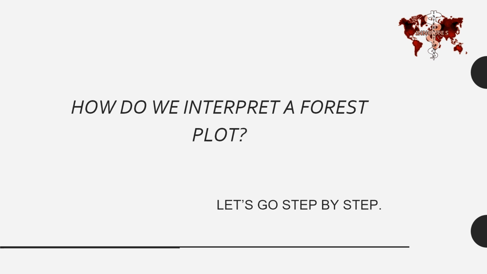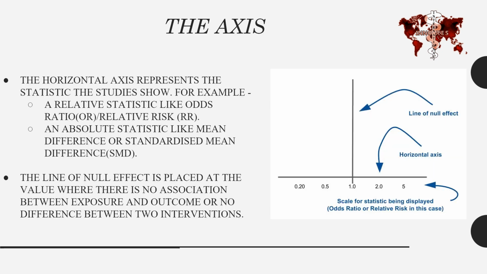How do we interpret a forest plot? Let's go step by step. So every forest plot has two axes. One is the horizontal axis and the other is the vertical axis. The horizontal axis represents the statistic which the studies show. For example, this could be a relative statistic like an odds ratio or a relative risk, or it could be an absolute statistic like mean difference or standardized mean difference.